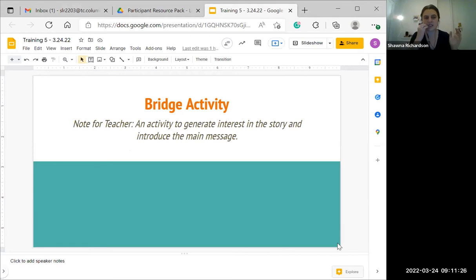Okay, so next moving into the bridge activity. So remember, this activity really starts to generate interest or pique each child's interest in the story. And this is the first time you can really introduce the main message. So for the story Best Friends, the story is all about friendship and kindness. So you can start asking them to think about maybe one of their own friends and why they like that friend. So it starts to get them thinking about the topic of the story.